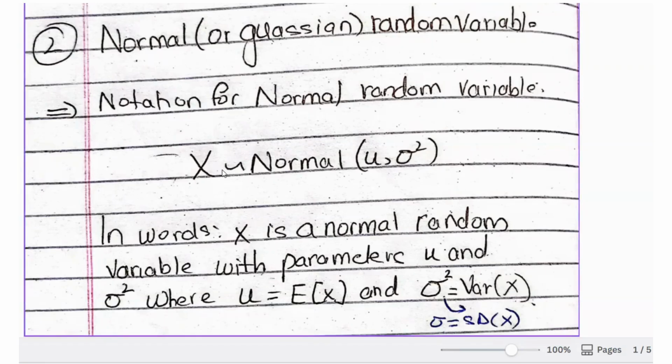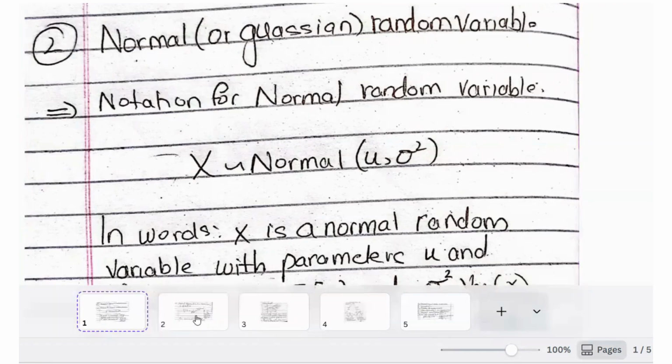X is said to be a normal random variable with two parameters: mu, which represents the expected value of x, and sigma square, which represents the variance of x. And if sigma square is the variance of x, then we know sigma, which is the positive square root of variance, is the standard deviation of x.